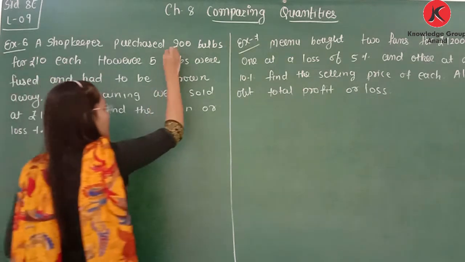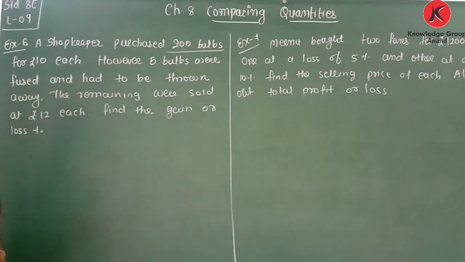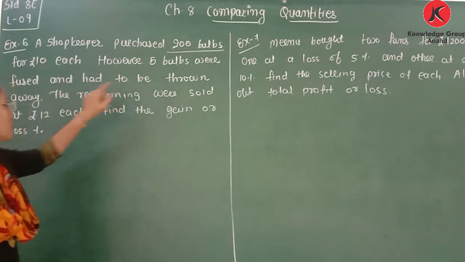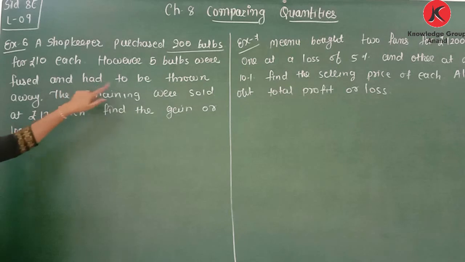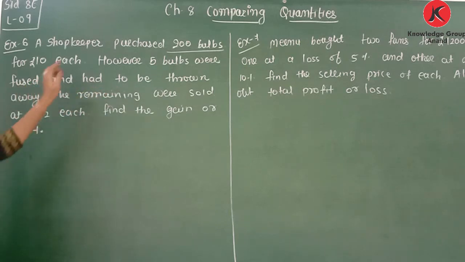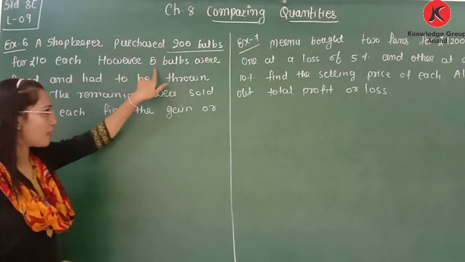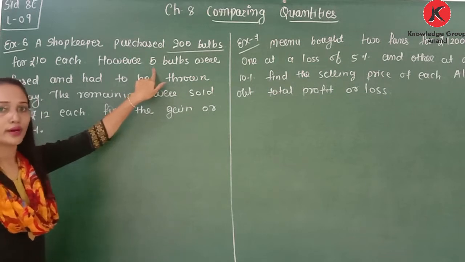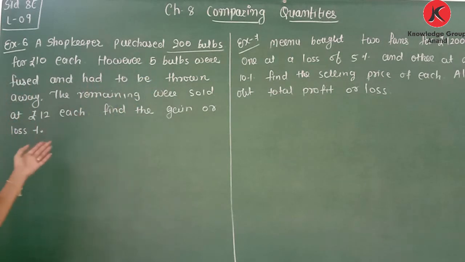What is the first statement? 200 bulbs were bought by the shopkeeper. The price of each bulb is 10 rupees. However, 5 bulbs were fused and had been thrown away. So from 200 bulbs, 5 bulbs are not working properly, so they are thrown away. The remaining were sold at 12 rupees each. Find the gain or loss percentage.